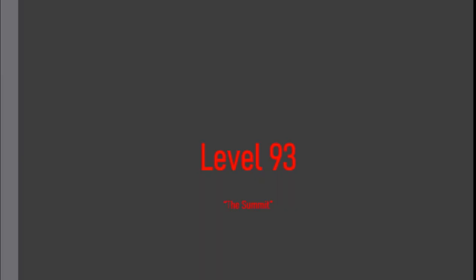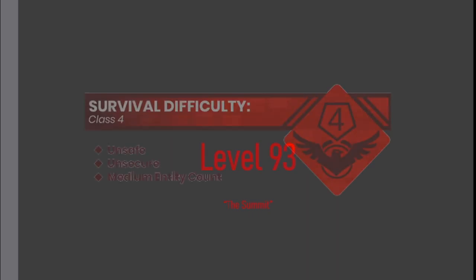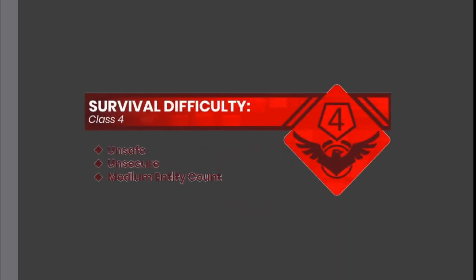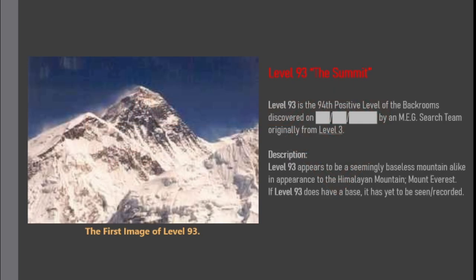Level 93. The Summit. Survival difficulty class 4. Unsafe. Unsecure. Medium entity count. Level 93 is the 94th positive level of the backrooms discovered by an MEG search team originally from level 3. Description. Level 93 appears to be a seemingly baseless mountain, with an appearance like the Himalayan mountain, Mount Everest.